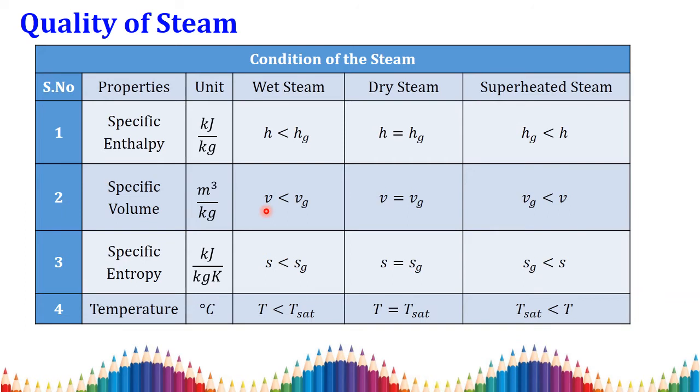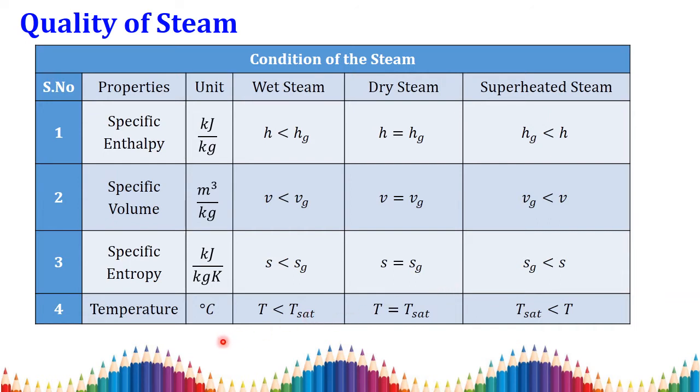For instance, if the given specific volume is lesser than the saturated specific volume of the vapor, then it is called wet steam. When the given specific volume and the saturated specific volume of the gas are equal, it is called dry steam. When the saturated specific volume of the vapor is lesser than your given specific volume, it is called superheated steam. The same condition applies for specific entropy also.